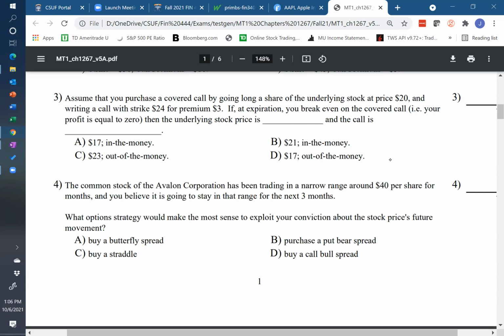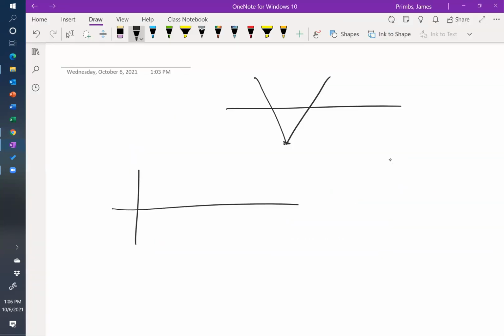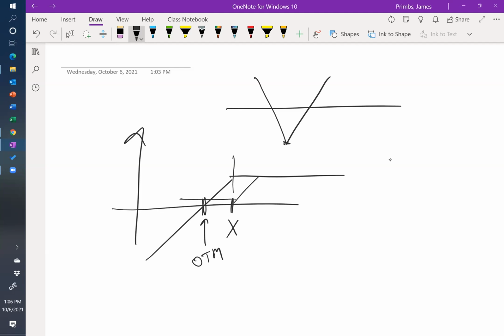So we're going to get $17. And then the underlying, okay, and then the call is what if you're breaking even? Let's do the picture again. So it's a covered call here, you're at break even. Are you in the money or out of the money for the call? The call strike is right here. So if you're at the break even point, are you in the money or out of the money for the call? Somebody tell me. You're out of the money, right? Because the strike is here and the call looks like that.